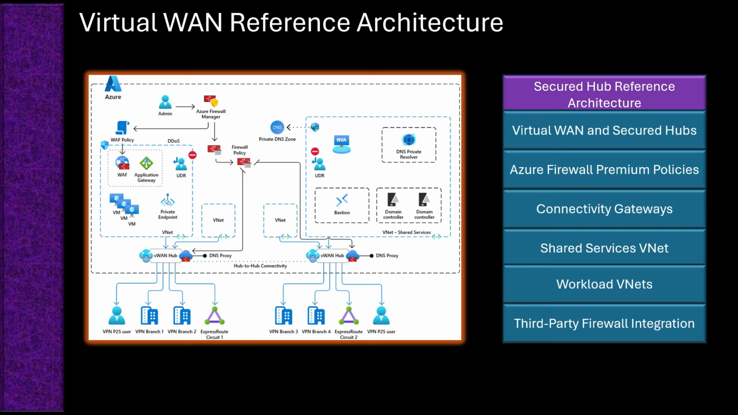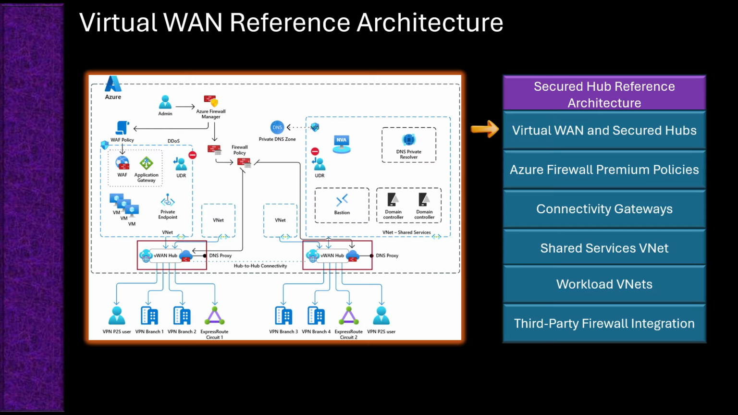Components of the reference architecture include virtual WAN and secured hubs, Azure Firewall Premium policies, connectivity gateways, services VNet, cloud VNets, and third-party firewall integration. Virtual WAN and secured hub is a single logical virtual WAN that spans multiple regions. Secured virtual hubs are deployed in each region.